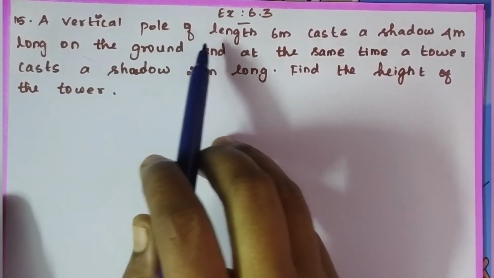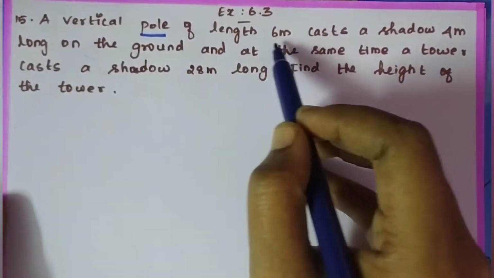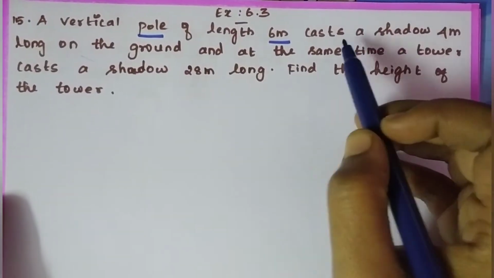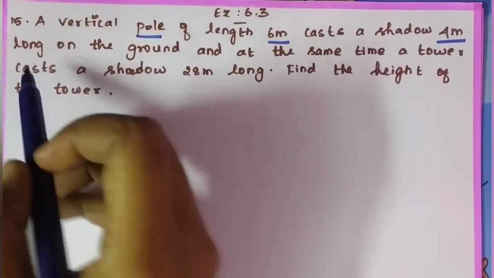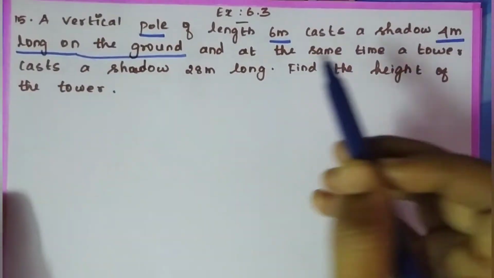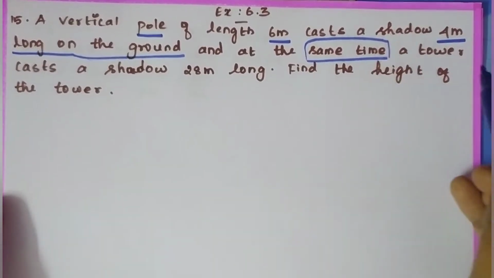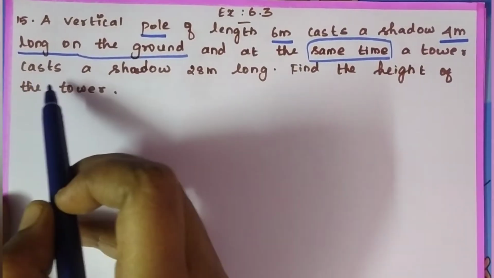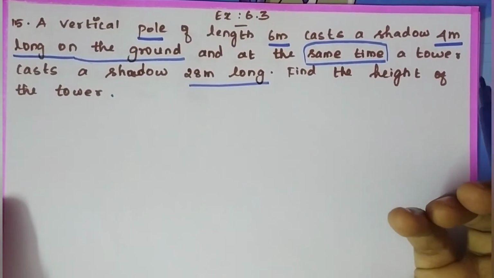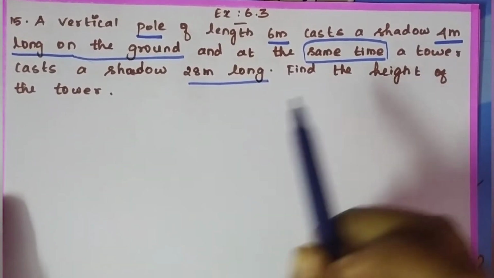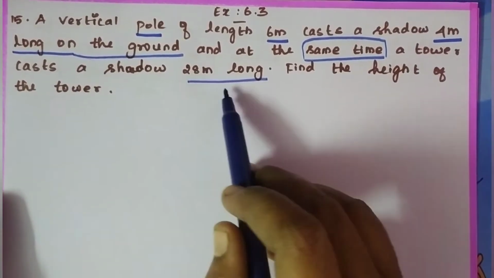A vertical pole of length 6 meter casts a shadow 4 meter long on the ground. And at the same time, the important thing is same time, a tower casts a shadow 28 meter long. Find the height of the tower. We don't know the height of the tower. The shadow is only 28 meter long.